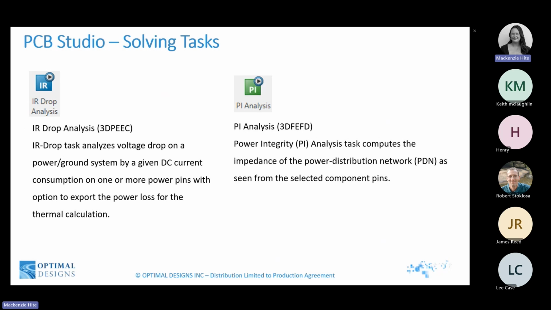Moving on to other PCB Studio tasks, IR drop analysis uses the 3D PEEC solver to analyze voltage drop on a power or ground plane and can export these losses as a heat source for thermal management studies. PI analysis computes the impedance over a power distribution network and includes a topographical impedance display for quick analysis of problem areas.